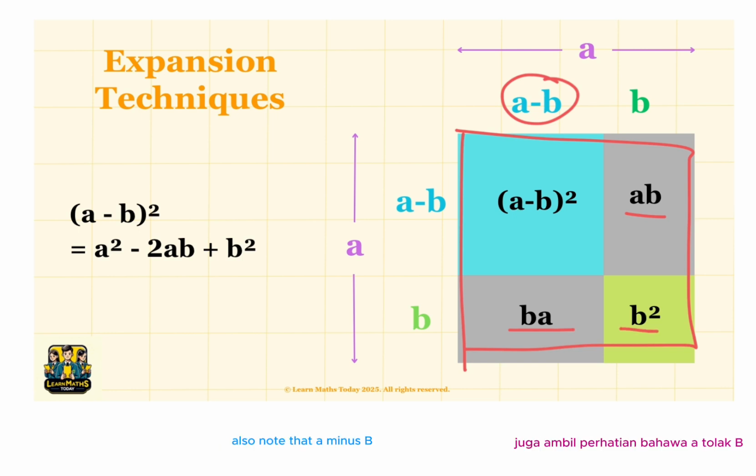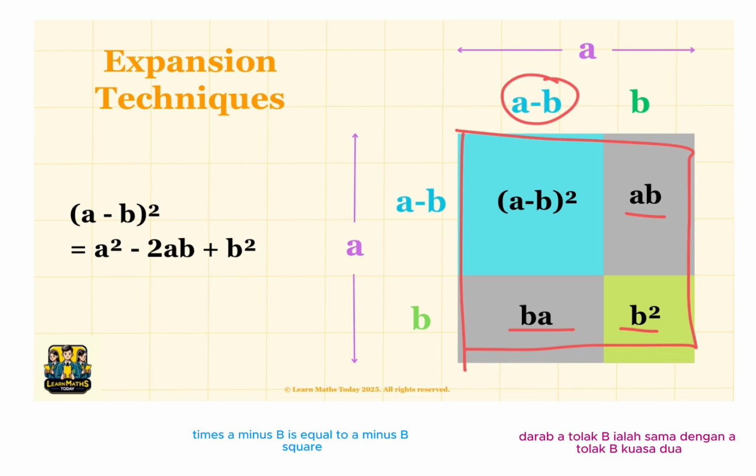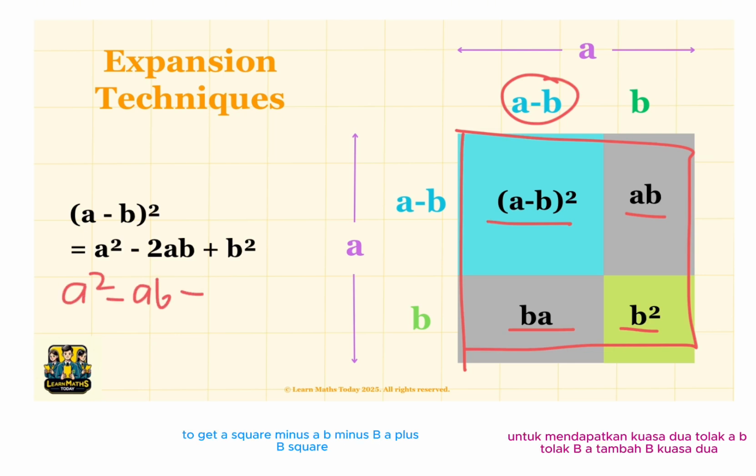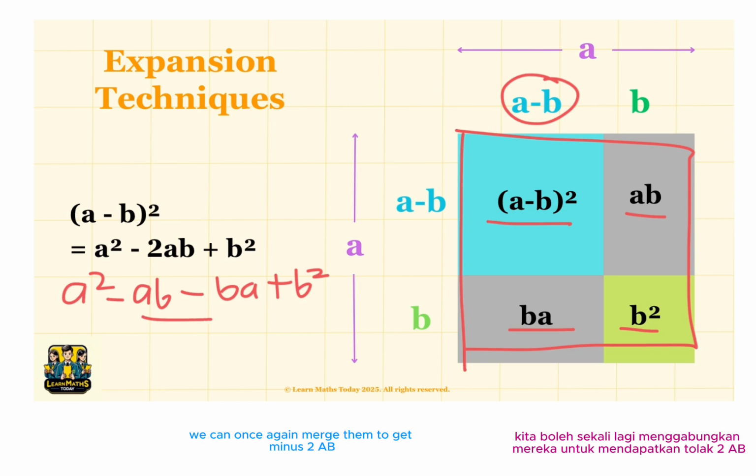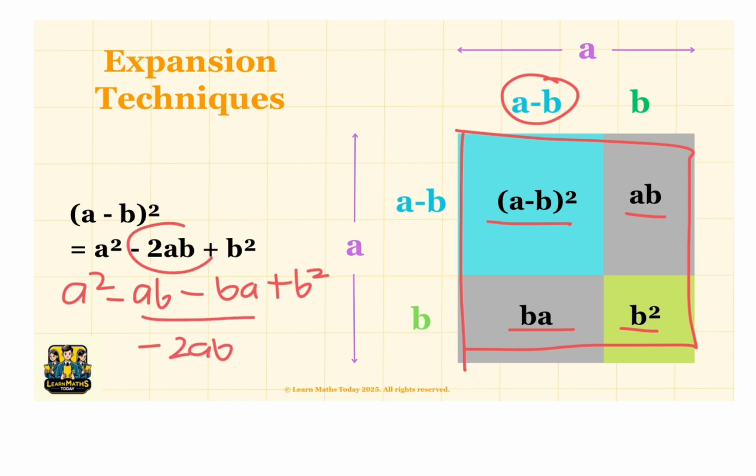Also note that (a - b) times (a - b) is equal to (a - b)². So let's combine all these parts to get a² - ab - ba + b². Since ab and ba are the same, we can once again merge them to get -2ab. So this is the final expression for the square of a - b.